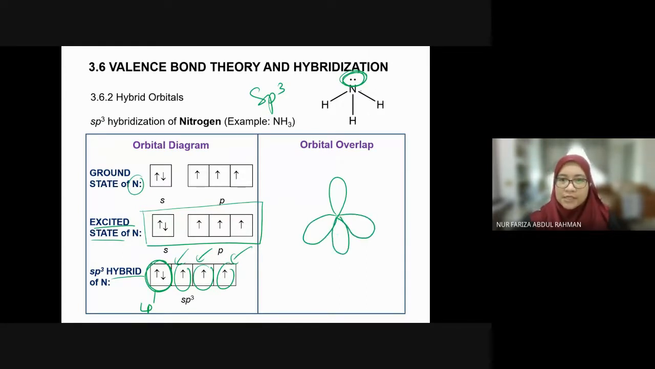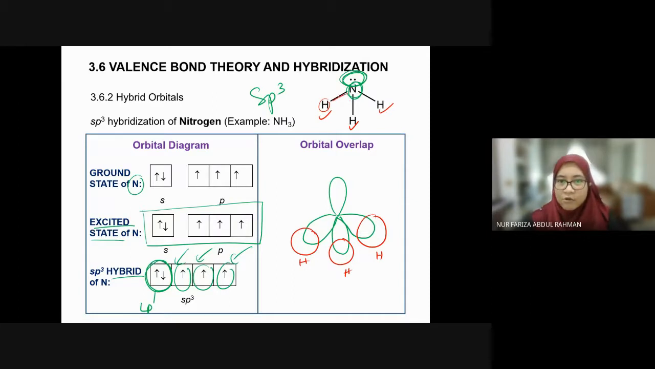Okay, all right, so we are done with nitrogen. So this is nitrogen. As you can see, we have 3 hydrogen there. For hydrogen, kita represent using red ink. We have 3 of them, hydrogen. Okay, so hydrogen dah settle.